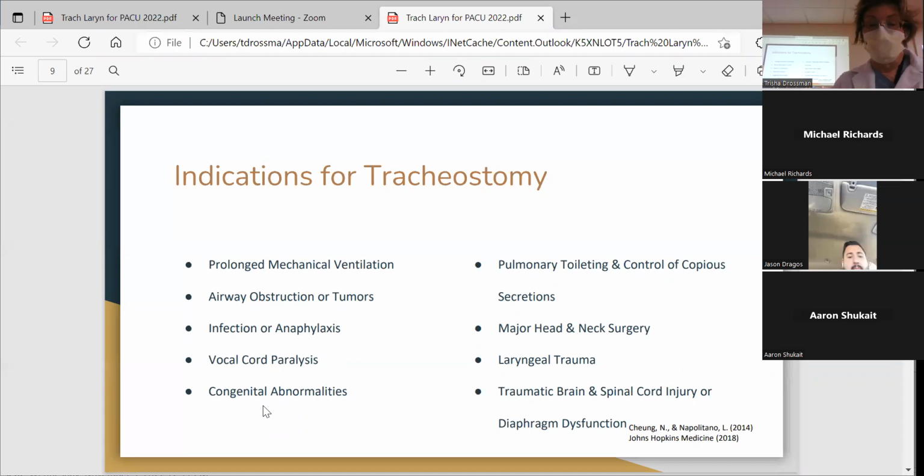And of course, major head and neck surgery that we talked about, laryngeal trauma, that sometimes can just be managed with a trach temporarily until the larynx can be repaired. It doesn't necessarily have to be a laryngectomy, but sometimes a tracheostomy will be effective enough at that time. Or the traumatic brain and spinal cord injuries that we talked about a minute ago, where the diaphragm is not functioning well because of that spinal cord injury.